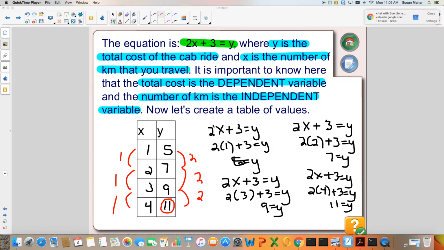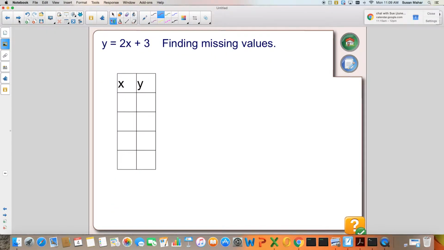Okay, we finished up the last video with creating a table of values and learning or reviewing how to analyze that table of values for the change of x and y and the relationship between x and y. So now we're going to move on and review finding missing values, because sometimes you're going to be given a set of ordered pairs and you aren't going to be given both values. And one of the things we need to be able to do is find the missing value.